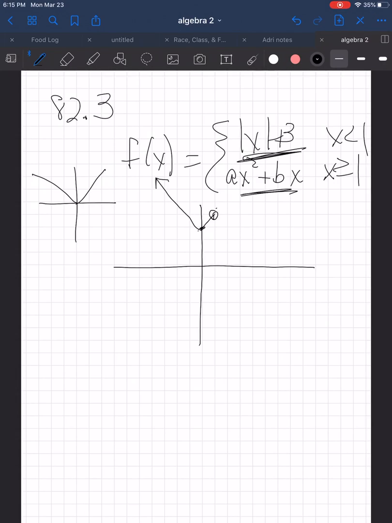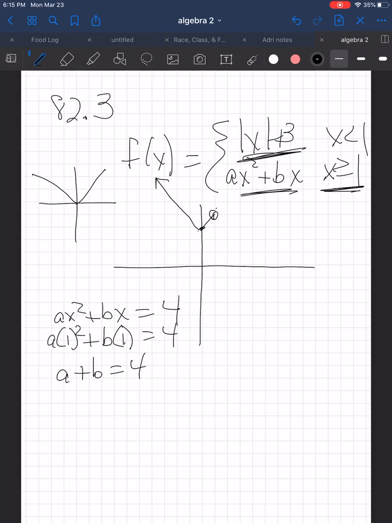So I know that ax squared plus bx has to be equal to 4. I know that because I need the y values to be the same. And that's at x equals 1, so I can plug in 1 for x. So a times 1 squared plus b times 1 is 4, which gives us a plus b is equal to 4. So we know that a plus b has to be equal to 4.